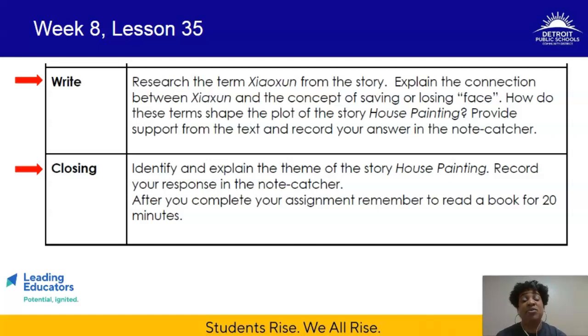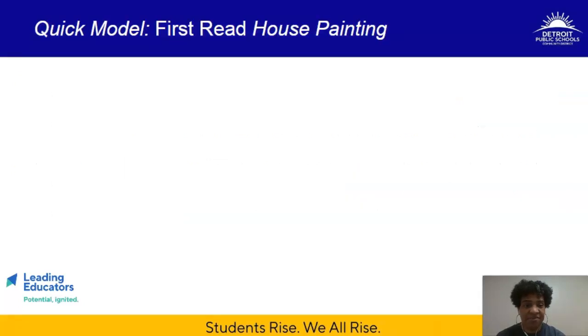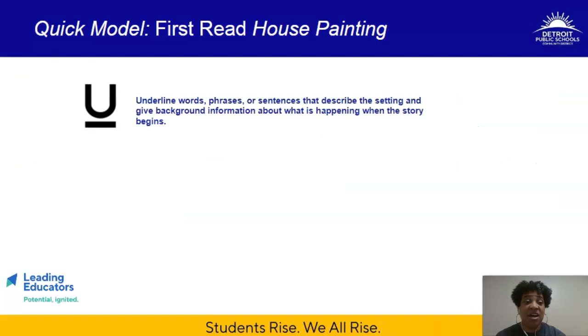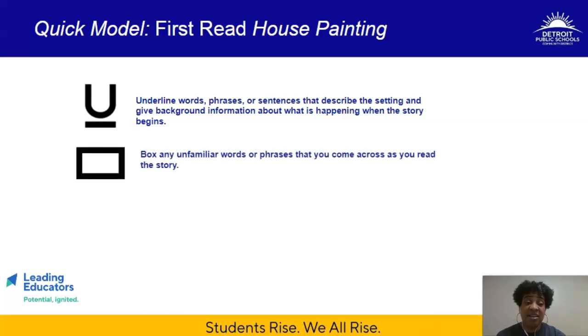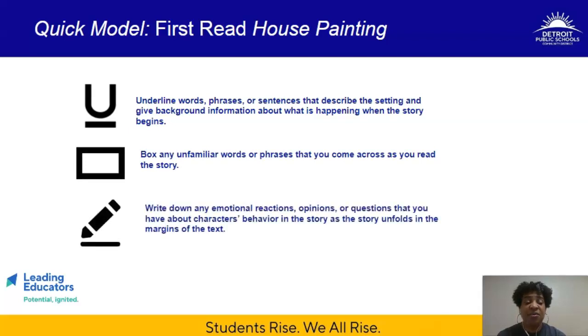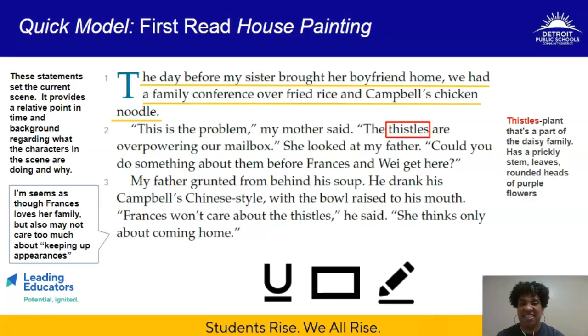As always, I'm going to model all of these things for you. Let's start. Underlining words, phrases, or sentences that describe the setting and give background information about what is happening when the story begins. We're boxing unfamiliar words or phrases that you come across as you read the story. And then you're going to write down any emotional reactions, opinions, or questions that you have about the character's behavior in the story as the story unfolds, in the margins of the text.